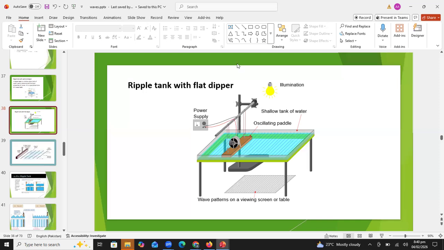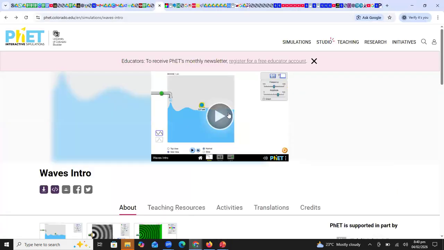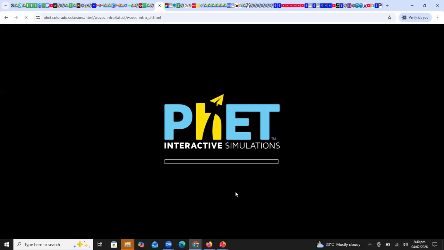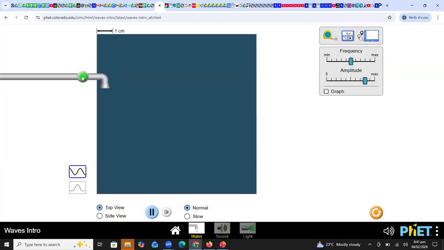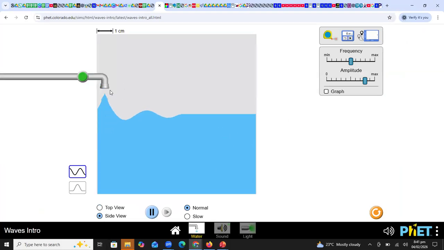Do you remember, students? Yesterday I showed you multiple simulations, including this one in which we generate water waves by moving the water. You can see here, this is the side view. The water waves are moving up and down, so it means that the particles are vibrating up and down and the wave is traveling towards the right. The ripple tank works on the same phenomenon.